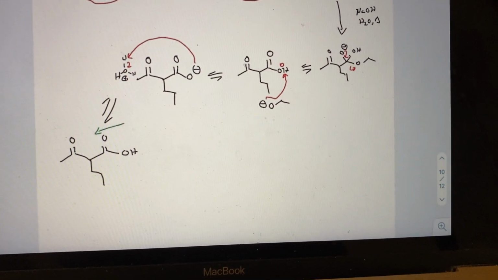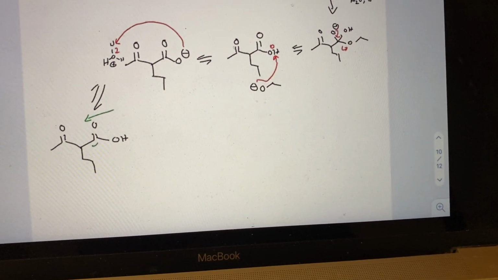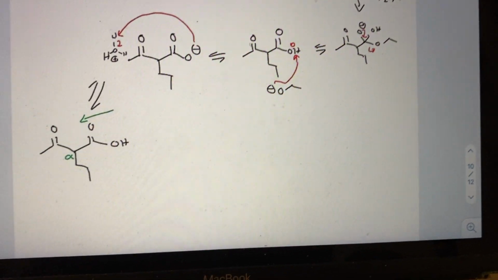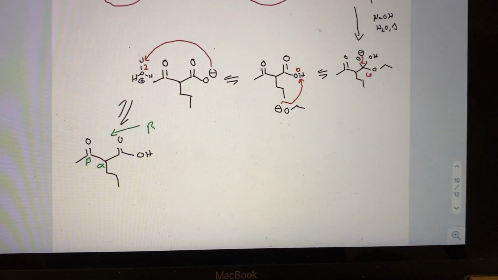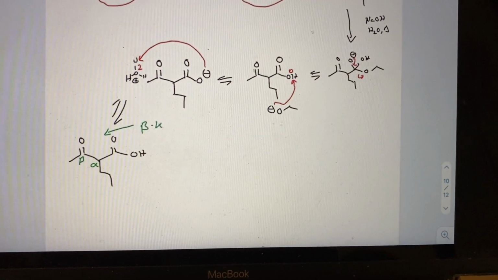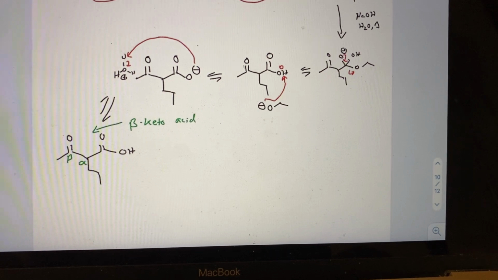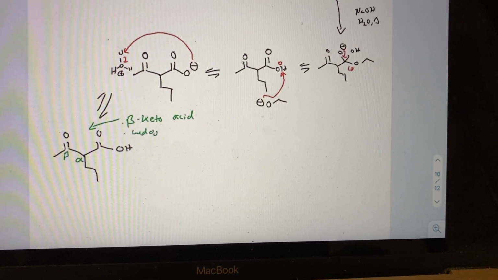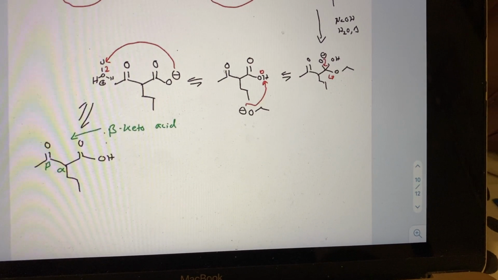This compound here has a carboxylic acid. So next to the carboxylic acid, we have an alpha group. There's our beta carbon, just for the name. So this is a beta keto acid. And these are known for undergoing, let's not spell that, decarboxylation.